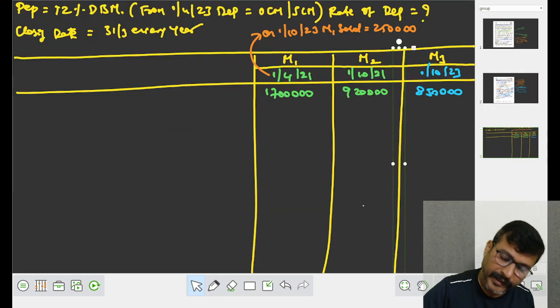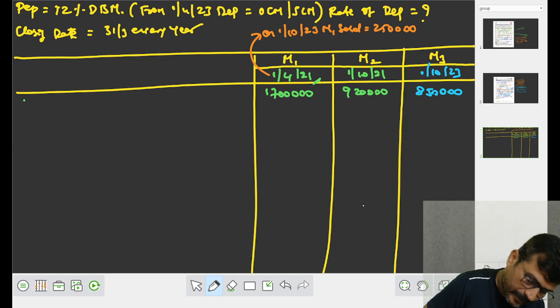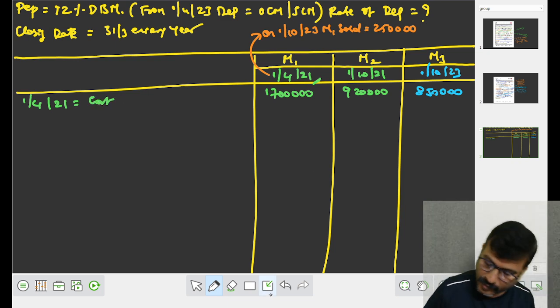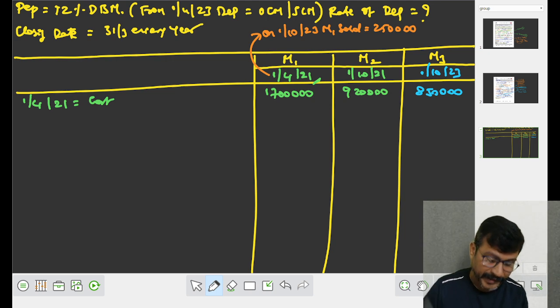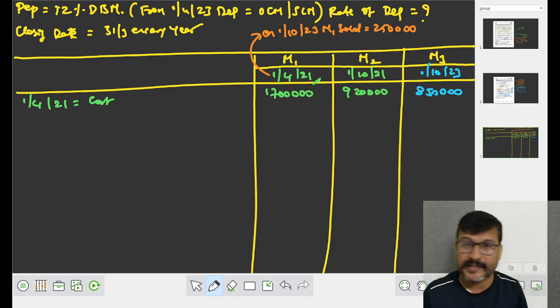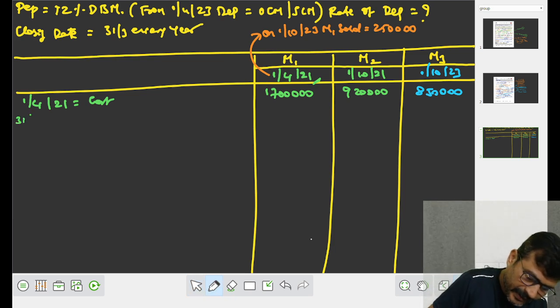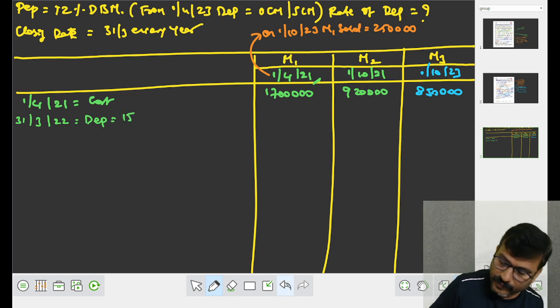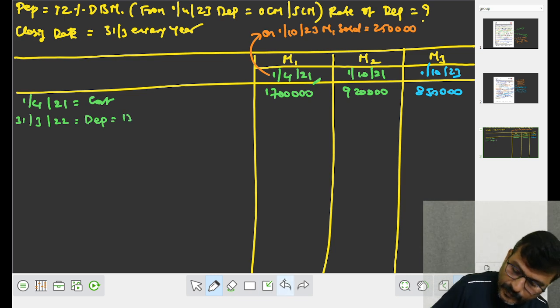Now what I should write? I purchased this machine on 1st April 21, right? I have to write 1st April 21 as the cost. Okay, fine. Now shall we go for real solution? Now we are on 1st April 21. When it ends? It ends on 31st March 22. Depreciation, what percent? 12%. Under which method? Under diminishing balance method.